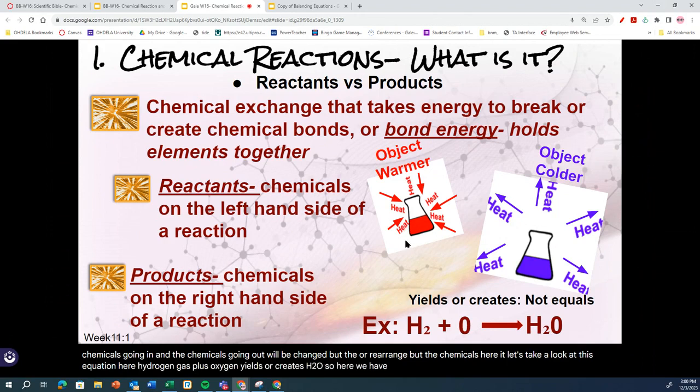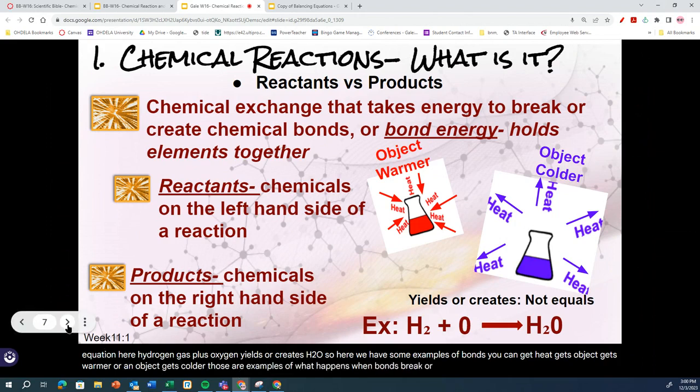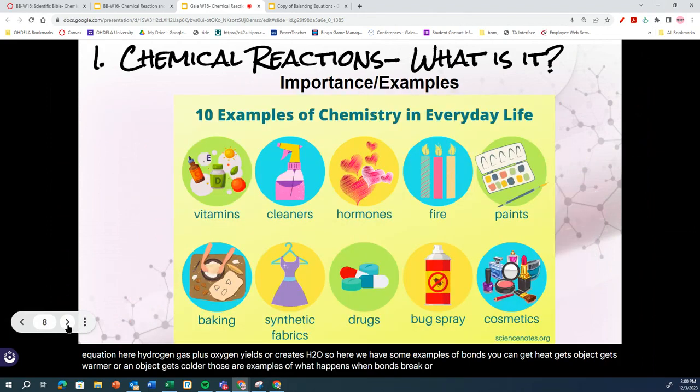So here we have some examples of bonds. You can get heat, an object gets warmer, or an object gets colder. Those are examples of what happens when bonds break or combine. So 10 examples of chemistry in everyday life: vitamins, cleaners, hormones in your body, fire, paints, baking, synthetic fabrics, drugs, bug spray, cosmetics.